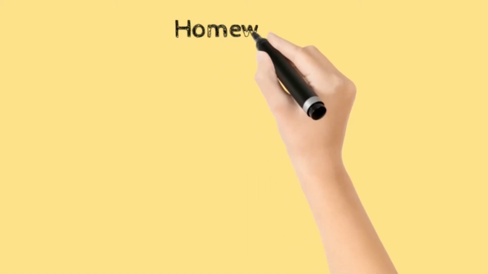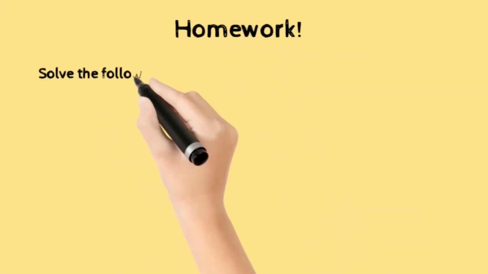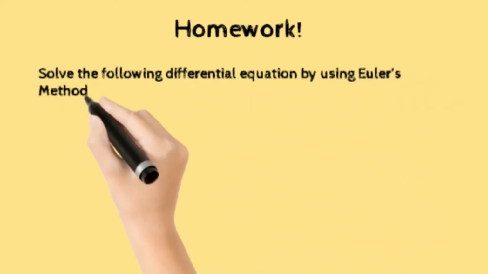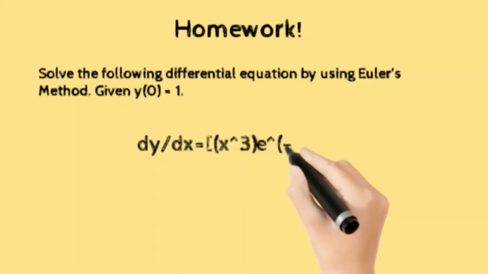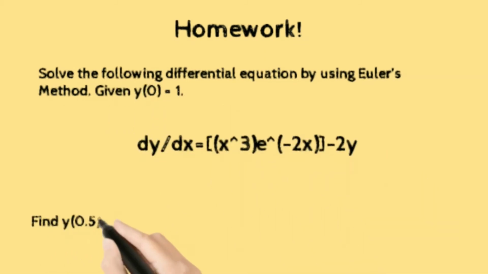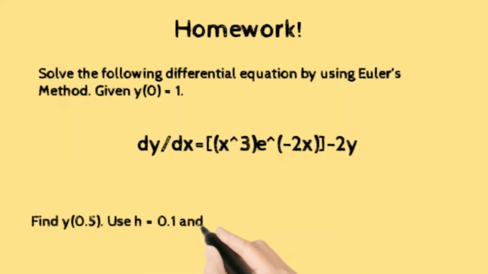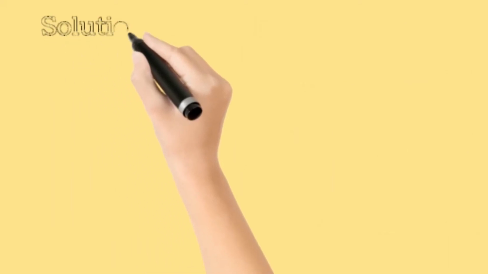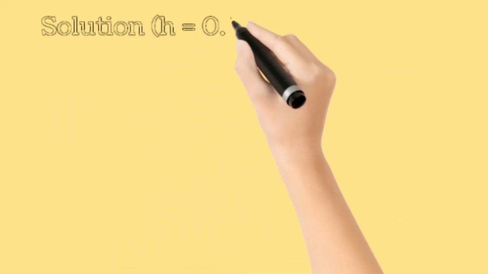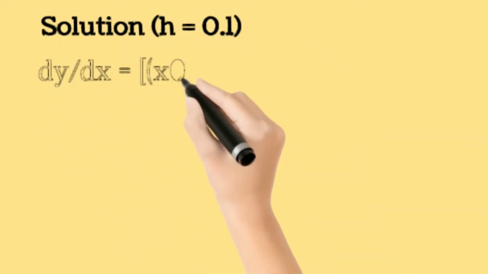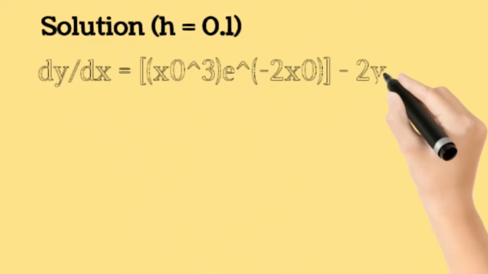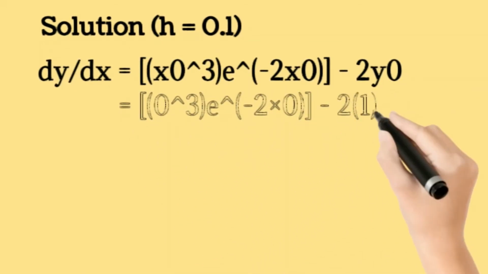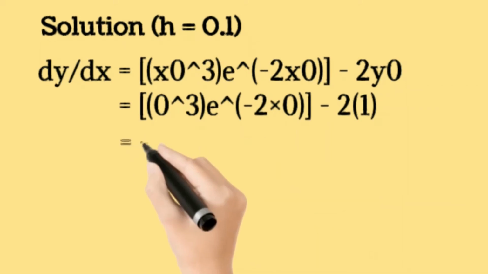So this is our homework. We need to solve the following differential equation by using Euler's method, given that y(0) equals 1. We need to find y(0.5) by using h equals 0.1 and 0.05. This is the solution for the step size h equals 0.1. We start at the initial values x0 = 0 and y0 = 1 and calculate the value of the derivative at this point. We have dy/dx equals -2.